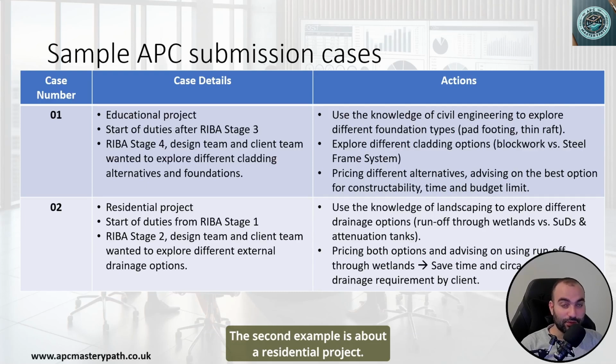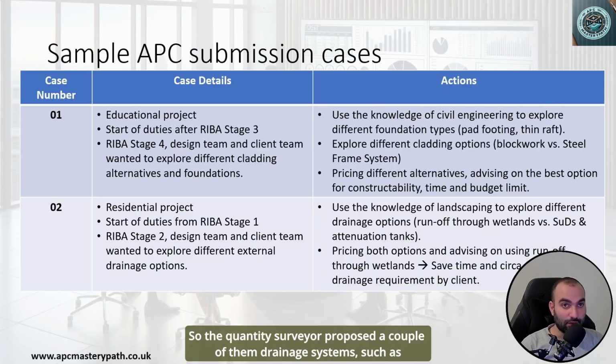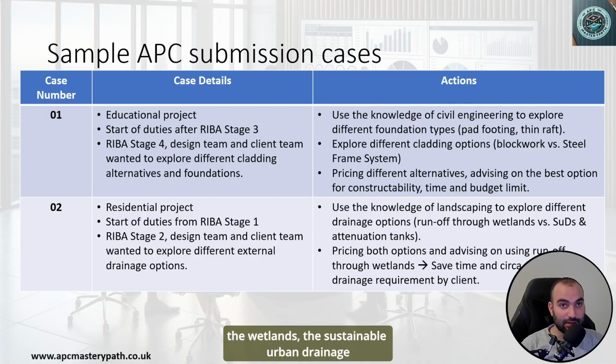The second example is about a residential project. The quantity surveyor was involved since RIBA stage 1, which is preparation and brief. In RIBA stage 2, which is conceptual design, the quantity surveyor wanted to explore external drainage systems with the design team. So the quantity surveyor proposed a couple of drainage systems, such as the wetlands, the sustainable urban drainage systems, in addition to the geocellular attenuation tanks.